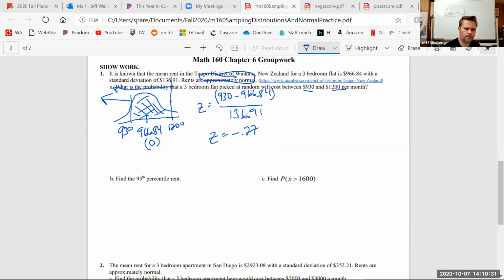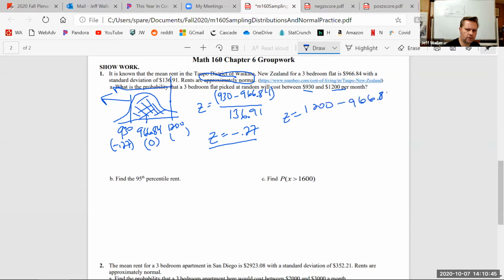So on this first one, I got 930 converted to negative 0.27. I just have to convert 1200 now. So if I convert 1200, what do you guys get for that z-score? 1.70. Does that sound right, everybody? Yes. Thank you. Verified.